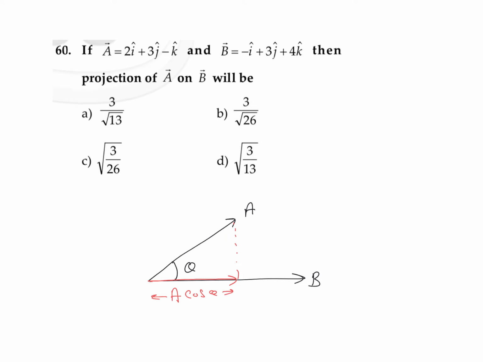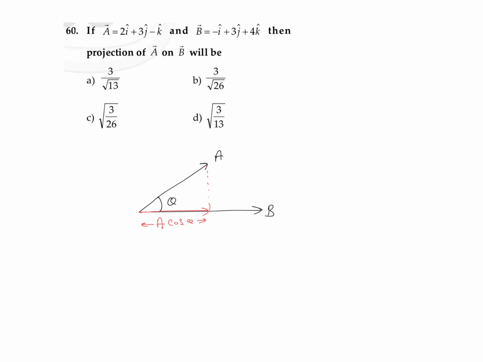So over here, according to the options, they are just giving the magnitude of the projection. That means they are just giving the component A cos theta. So let's see how to find the value of A cos theta. For the calculation of A cos theta, we should know the value of A, that we can find, that's the magnitude, but we don't know the value of the angle between them.